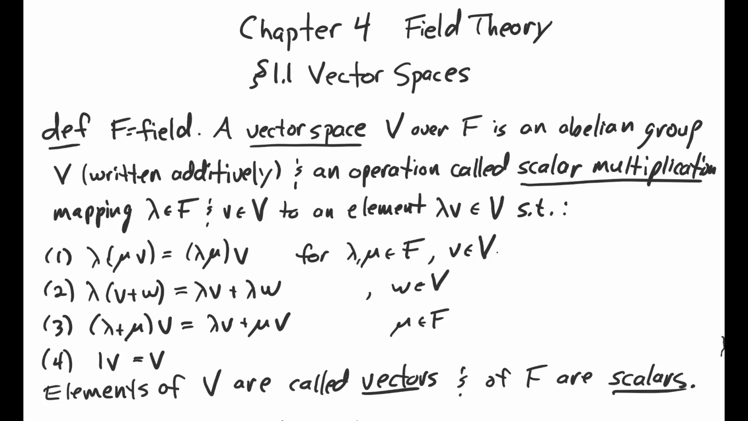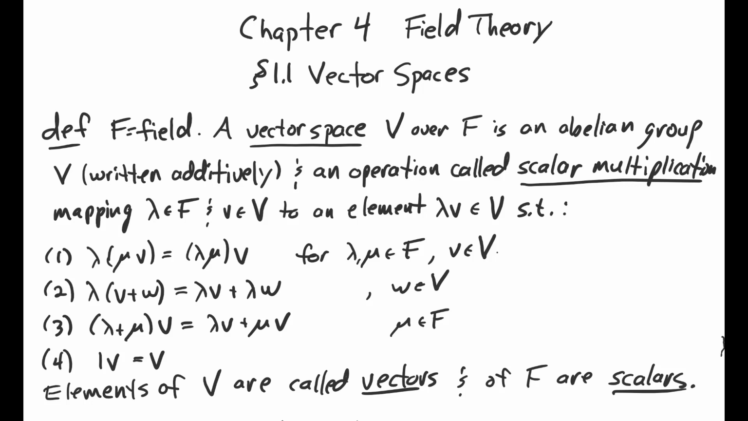Number one, first of all, scalar multiplication is compatible with multiplication in the field. So if you first multiply the vector V by mu, under scalar multiplication, and then you scalar multiply by lambda, that should be the same as multiplying in the field, lambda mu, and then scalar multiplying. As a result, we tend not even to write those parentheses.